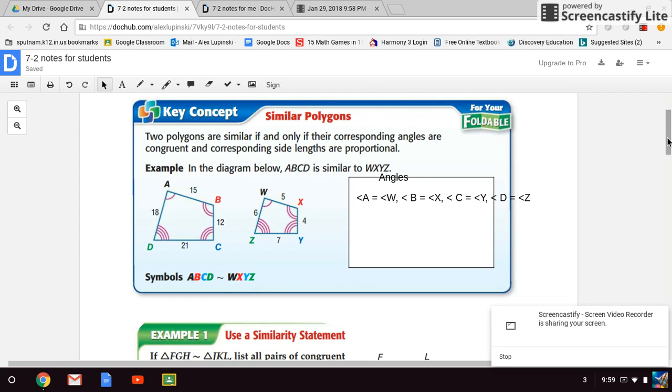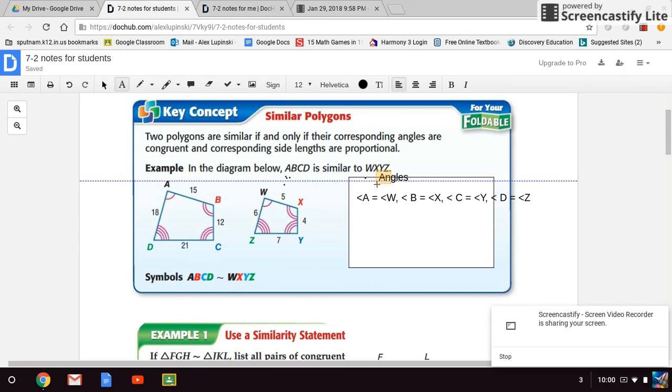So we have two polygons, ABCD is similar to WXYZ. And from the picture, I already wrote out that the angles are all equal, like A is equal to W, B is equal to X. And if you look at the two sets of polygon writings, A is equal to W, and B is equal to X, C is equal to Y, and D is equal to Z.